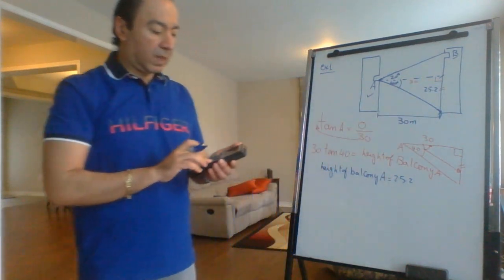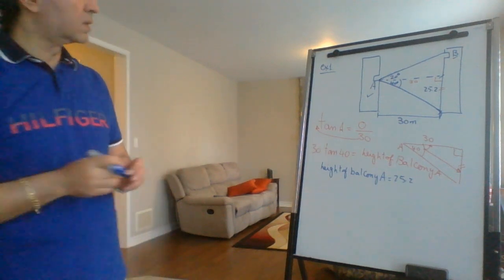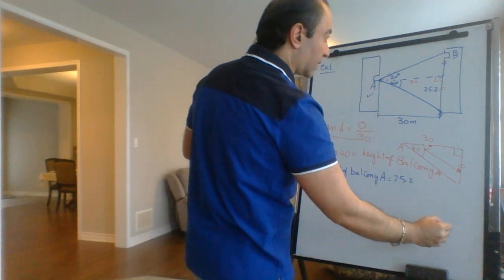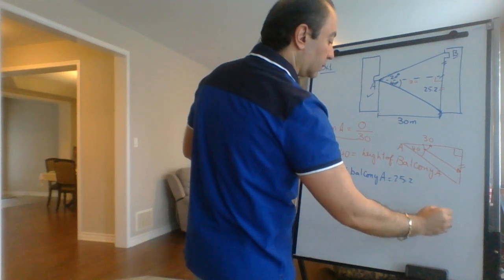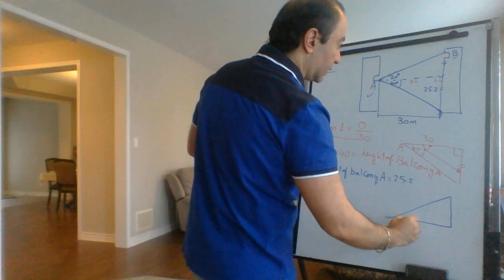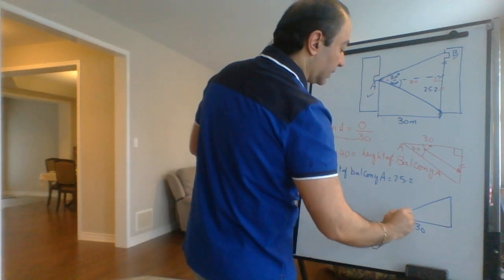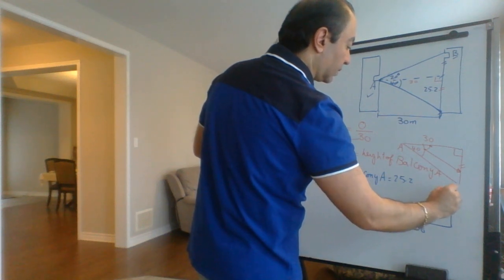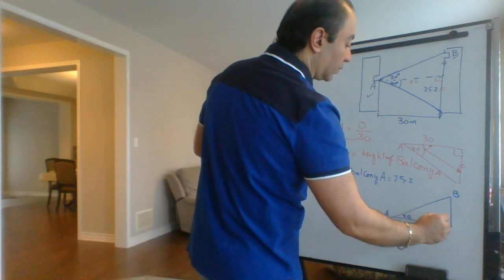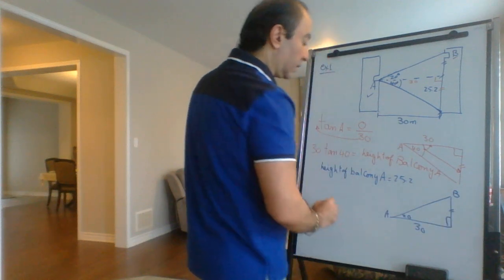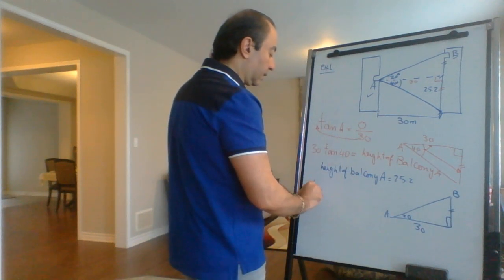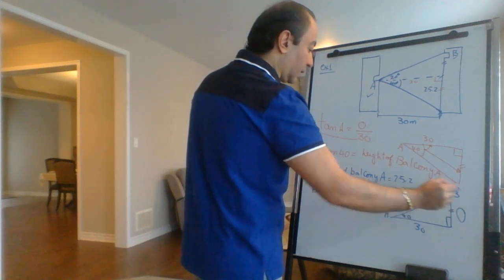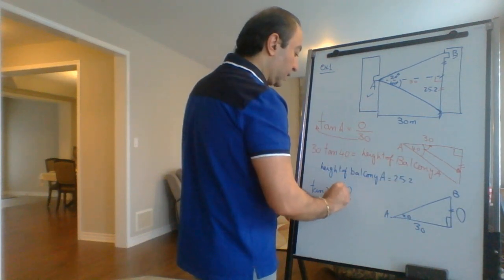Okay. Now, if I want to find how high balcony B is, this is another right triangle. This is 30 as well. This angle is 20, and here we have angle A, and this is balcony B. And we need to find the opposite as well. So we can say tan 20 equals how high balcony B is, opposite over adjacent.